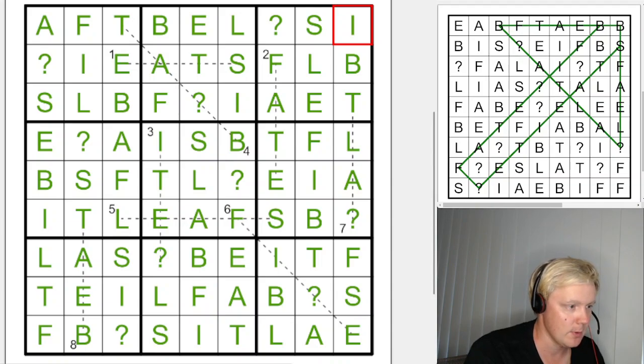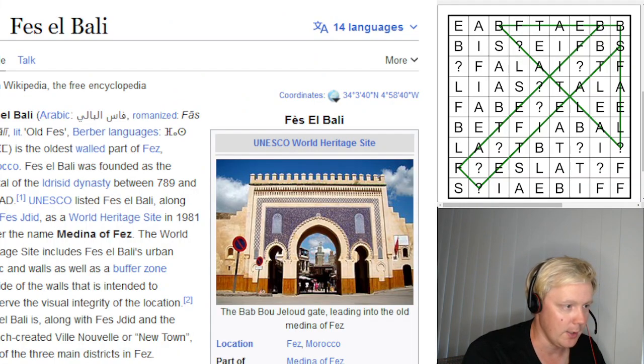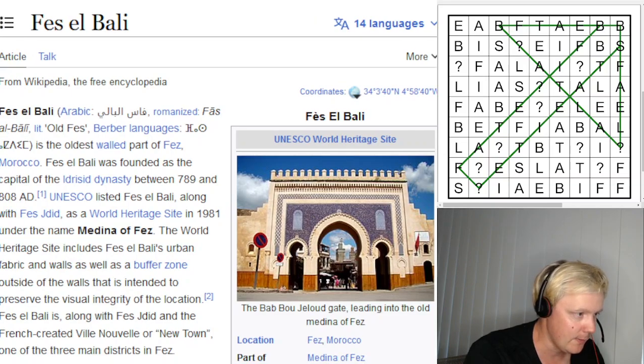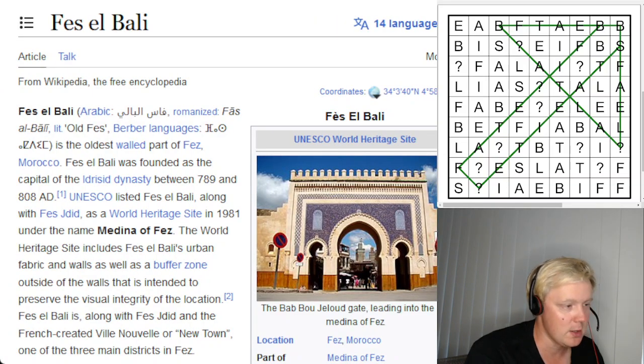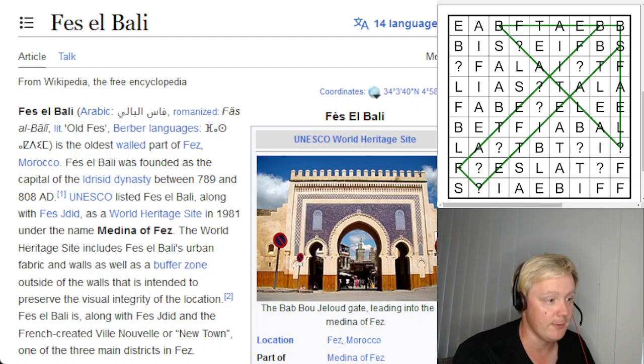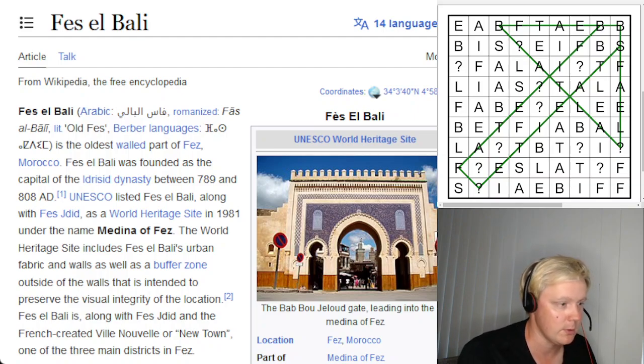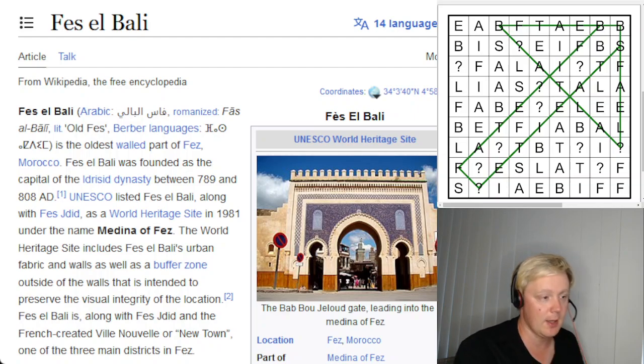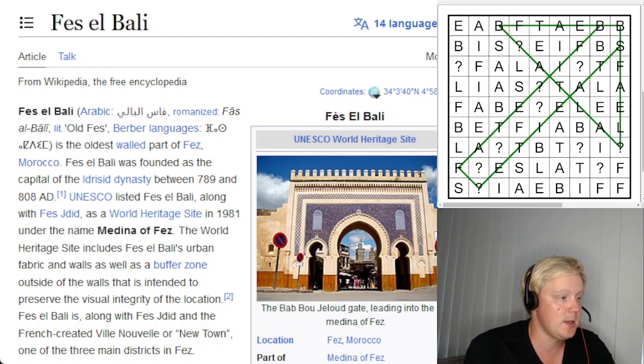Fes el Bali is. So I have the article here. I have to move this a little bit. So this is the old town of the city of Fez in Morocco, sort of a walled city. And it is a World Heritage Site, and that is where Gladys is now. So we are in North Africa. We've come a long way, and we are currently in Morocco, in Fez.